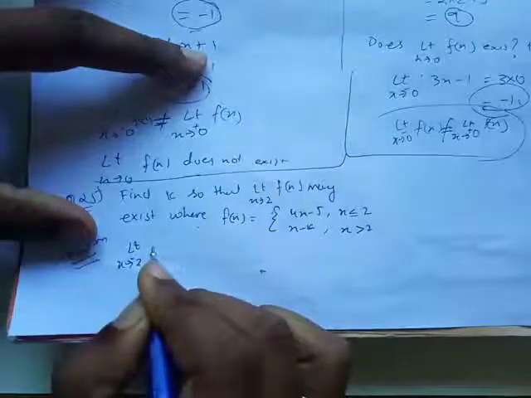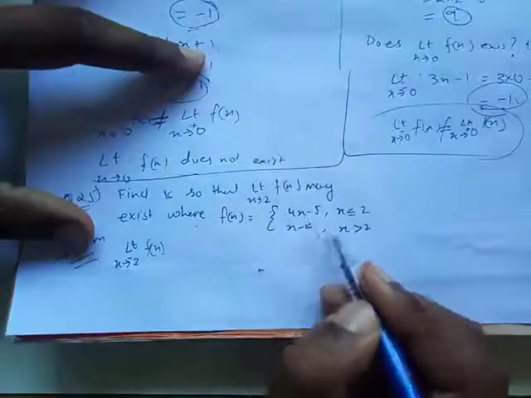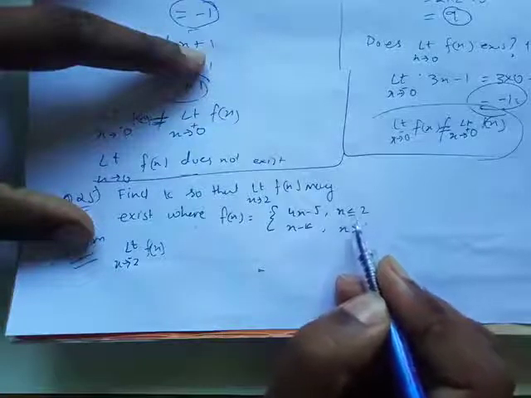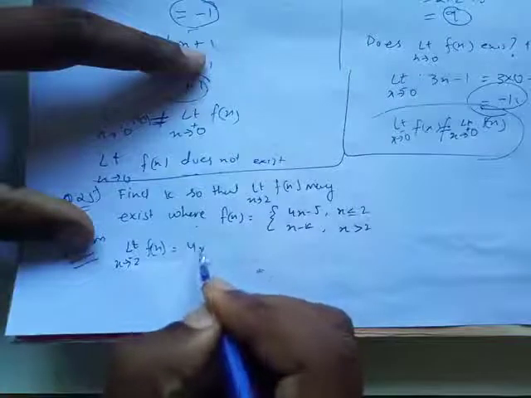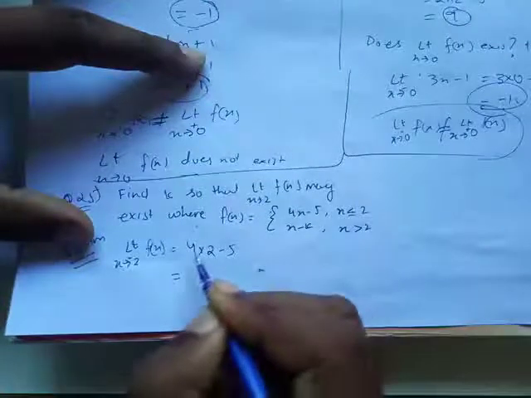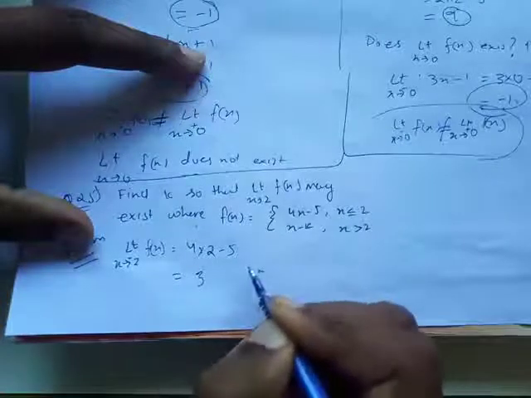When I go from the negative side, which equation will I use in the function? This one, because x is smaller than or equal to 2. So I'll use this equation, that is 4 into 2 minus 5. And what is my answer going to be? Think about it. 4 times 2 is 8, minus 5, 3, right?